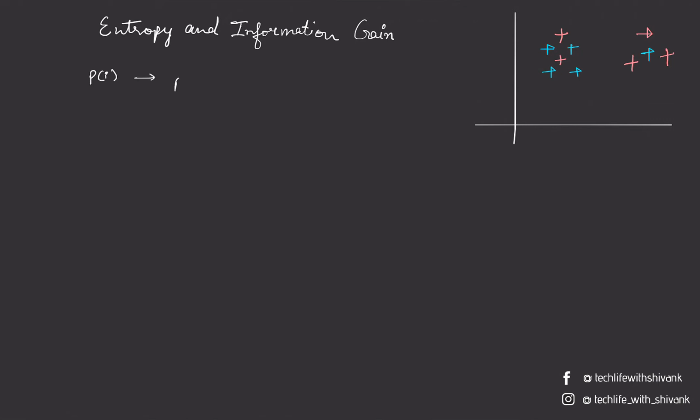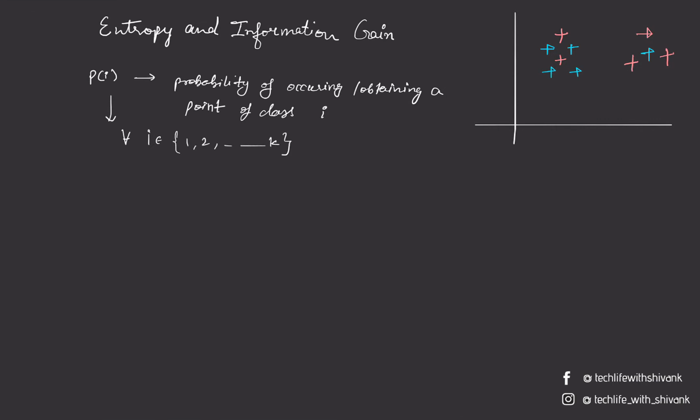Let Pi be the probability of obtaining a point of class i, and Pi is defined for all the classes, let's say we have k classes, with i from 1 to k. Then the entropy is defined as the sum of Pi times log base 2 of 1 by Pi, where i goes from 1 to k. So we can choose the split which minimizes this entropy, and to better understand this, entropy measures the average information content.